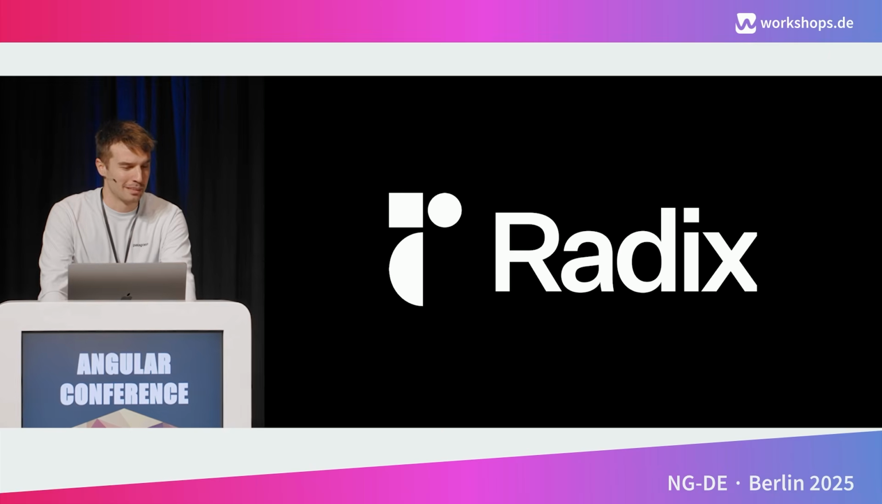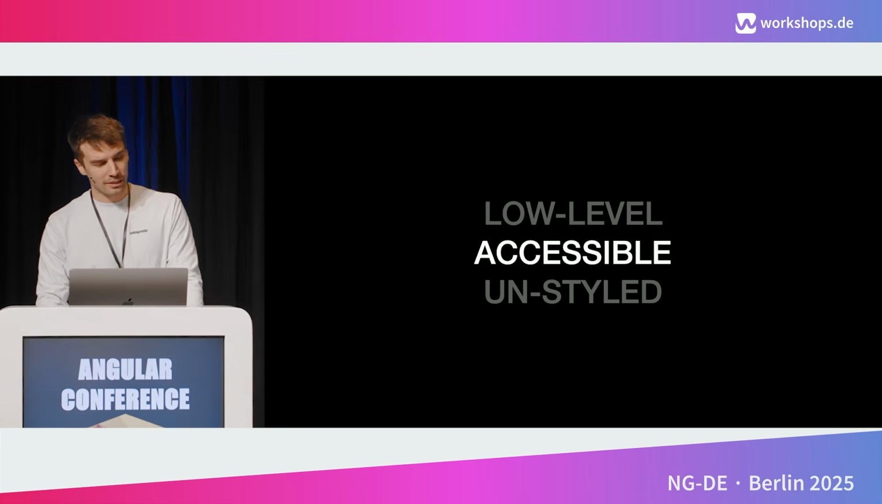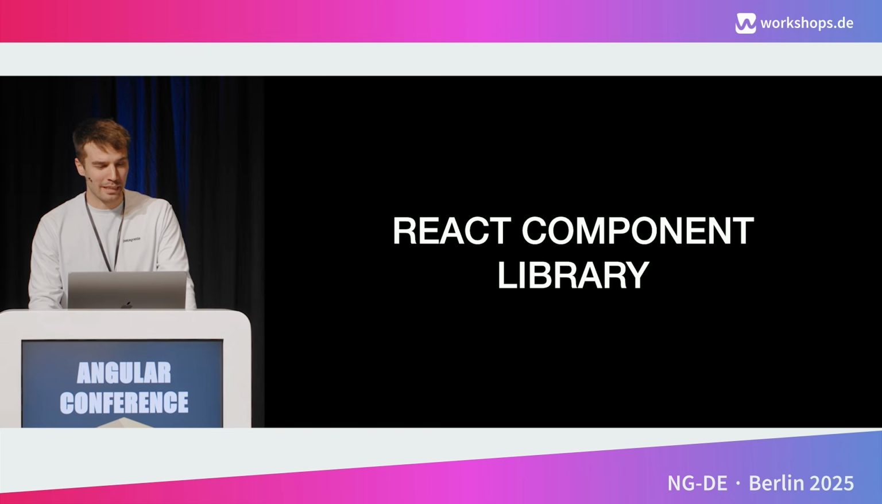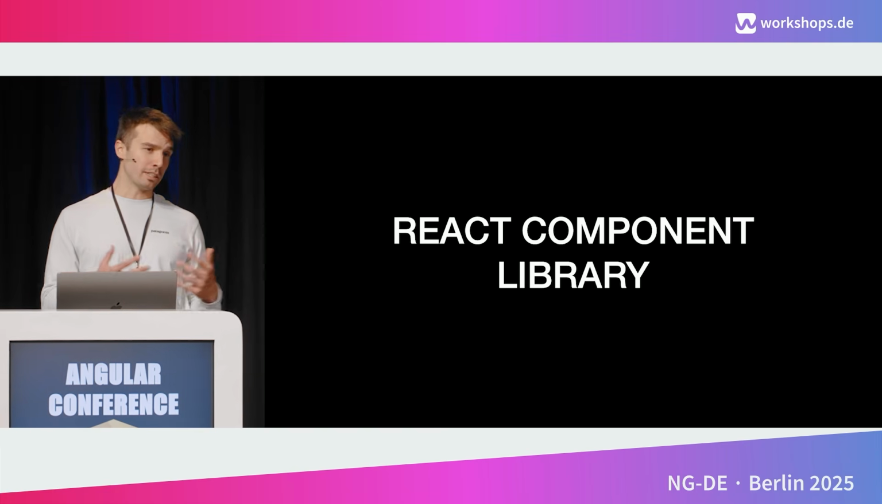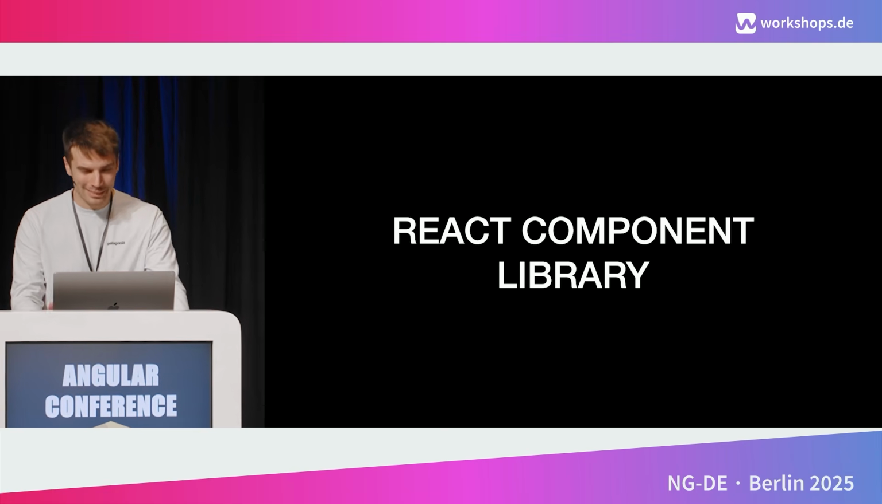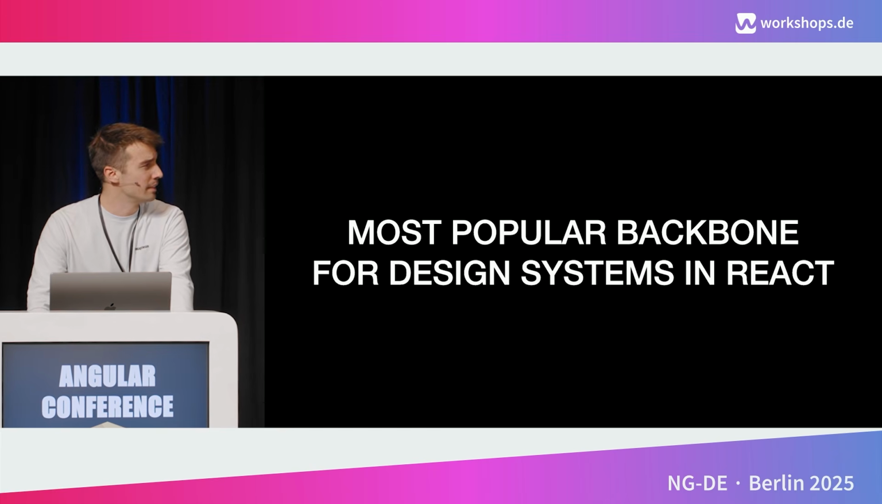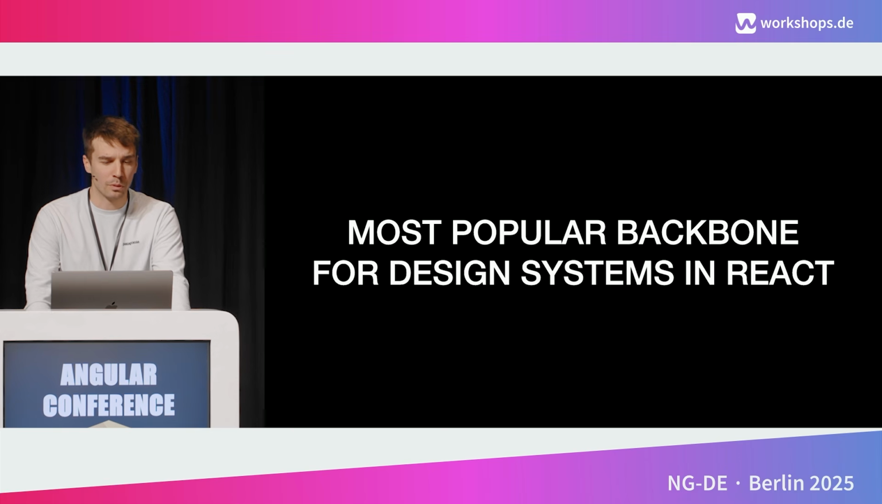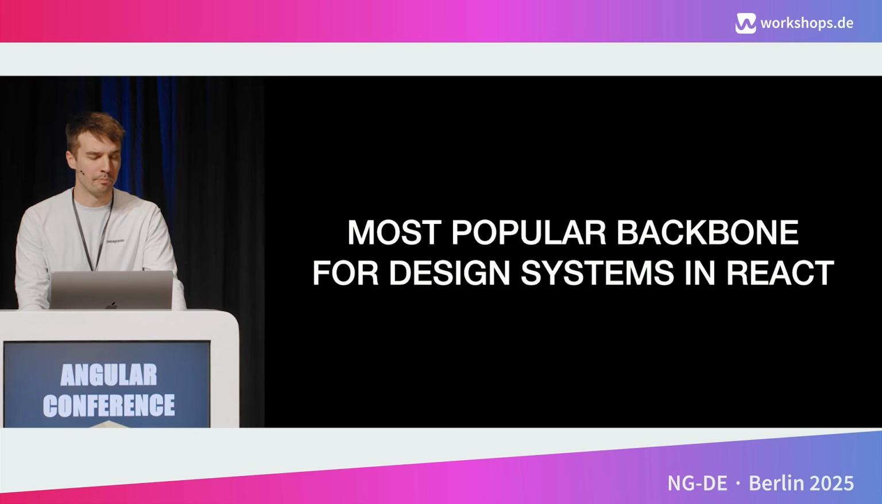scratch. So one of these things is Radix, and Radix is a low-level, accessible, and unstyled React component library. It handles the component behavior, it takes care of the component's internal state management and accessibility, but it doesn't bring visual opinions. And that's the reason it's become one of the most popular backbones for design systems in React. It handles all the hard parts like focus management, ARIA attributes, keyboard navigation, and lets you focus on shipping your application, building your business logic.